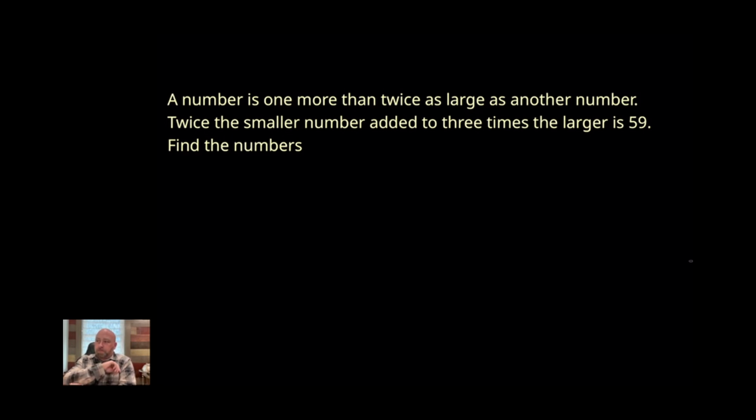All right, so how are we going to do this? Well, again, we're going to do the same kind of process that we did on the last one, and we're just going to make some things happen here. So let's call the larger number y and the smaller number x. So small is x and the large is y.